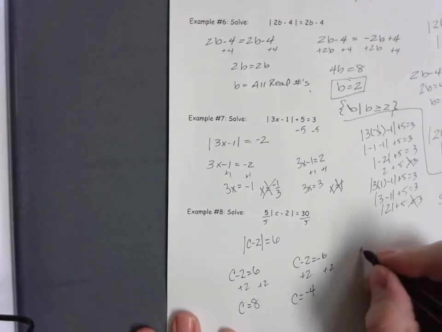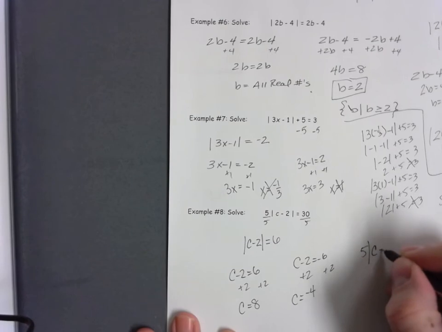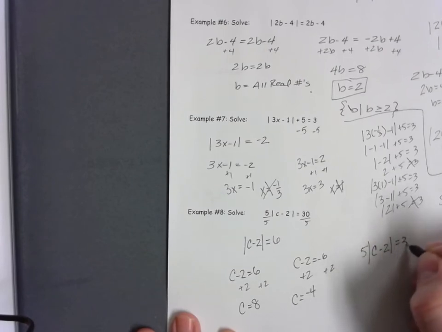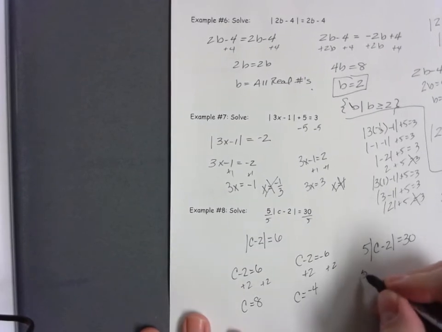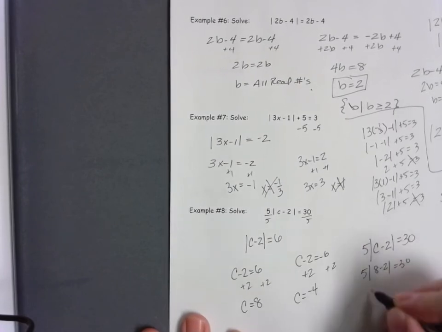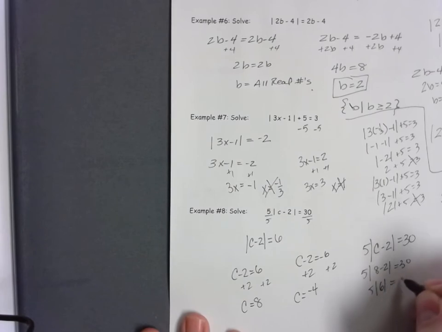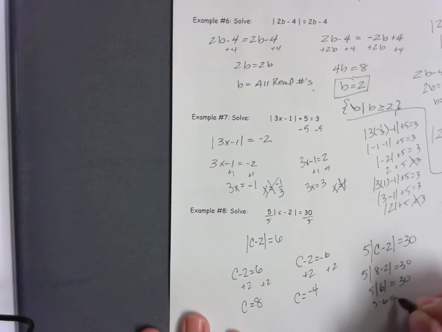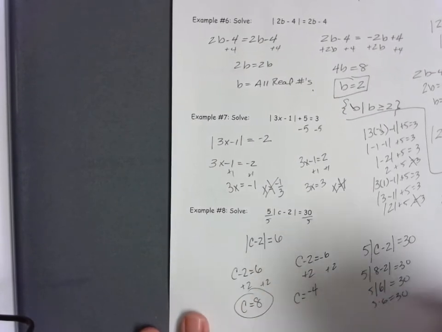Okay? Go back to your original. Always go back to your original. Don't ever... oh, it's okay, Mr. J, I know what I'm doing. Go back to your original. 5 times the absolute value of 8 minus 2 equals 30. 5 times the absolute value of 6 equals 30. I agree. 5 times 6 is 30. Good. This guy's good to go.